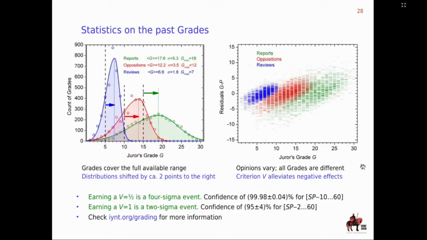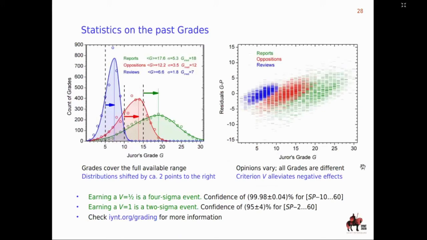some data from the past. If we look at the grades delivered at the past IYNTs, here you have data from 7 years and more than 10,000 grades. You will see that the grades for reports, opposition, and reviews cover the whole available range, but these distributions are shifted to the right as compared to our guidelines. And as you see, when you give a grade, it is very likely that your grade will not be the same as the grades given by other jurors. This is okay.